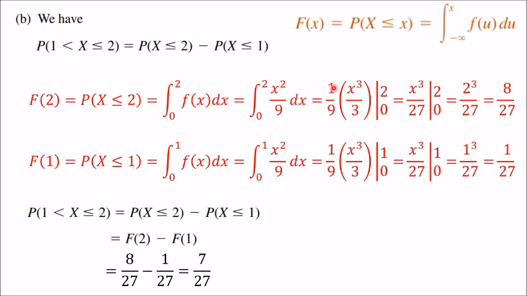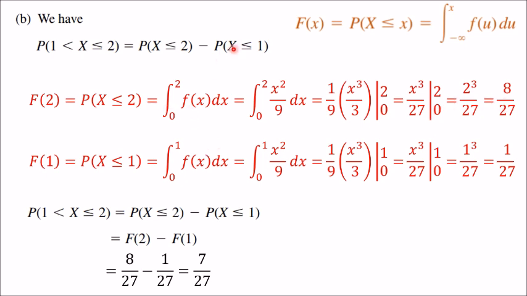So, integrate natin. That's 1 over 9 times the integral of x squared is x cubed over 3. And simplify that. That is x cubed over 27. Evaluated from 0 to 2. So, substitute lang 2 to the 3 is 8 over 27. Minus 0 naman yan, so no need to write. So, the answer here is 8 over 27.